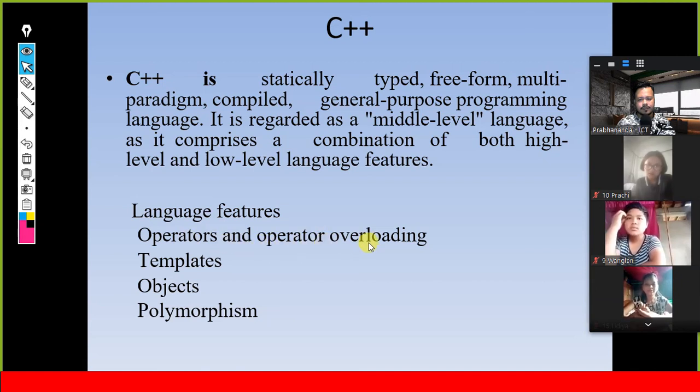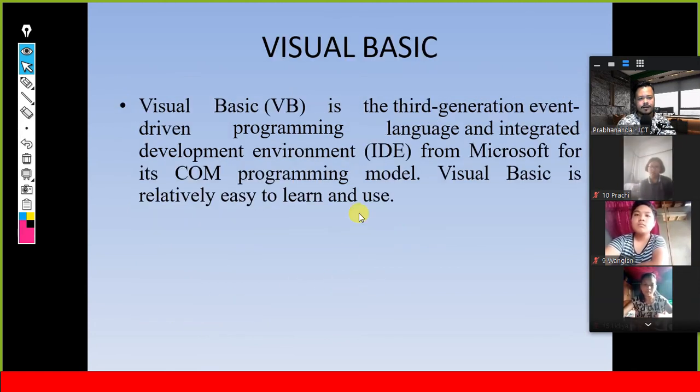Operators and operator overloading, templates, object polymorphism. There is a book produced over polymorphism. This is a very vast topic. Visual Basic. This you will come across in class 8. You will learn Visual Basic in class 8.